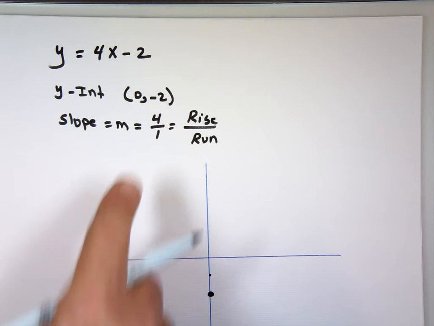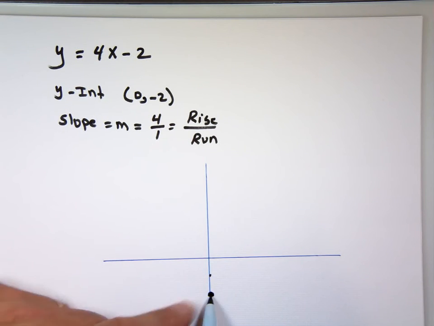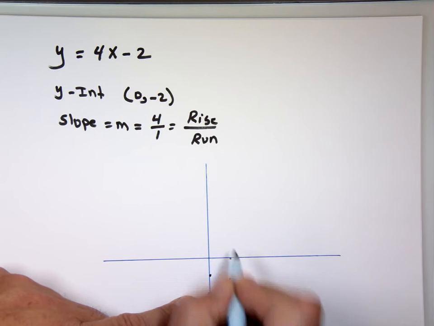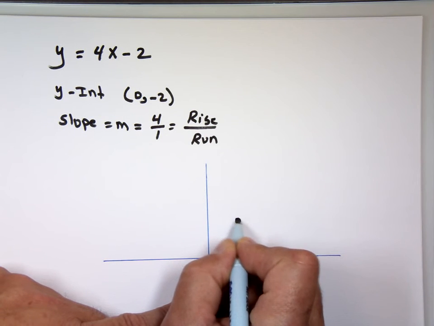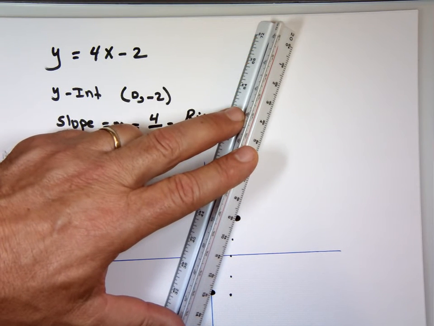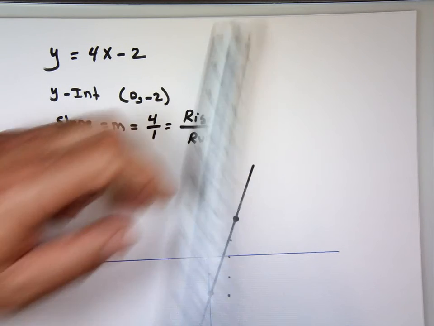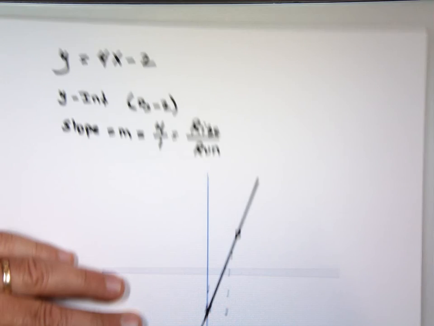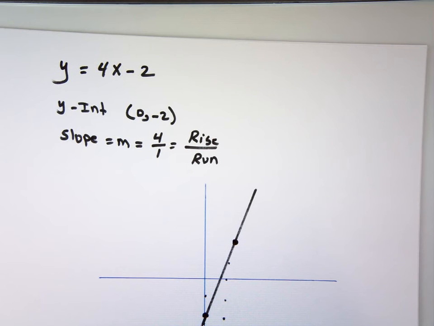For every time you go to the right by 1 unit from this point, let's go to the right 1 unit. And now you need to climb, go up how many? 4. And that's the graph of 4x minus 2. Y equals 4x minus 2. So I can graph it by points. I can graph it by using the slope-intercept.